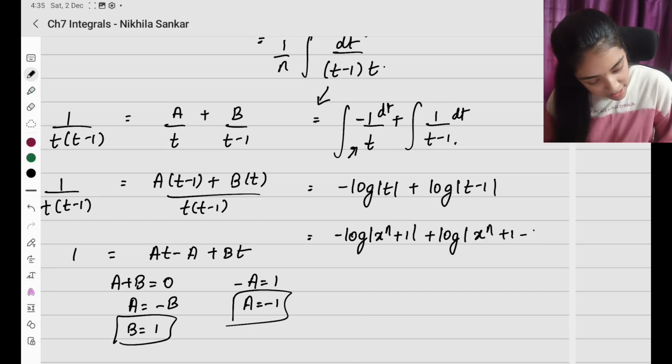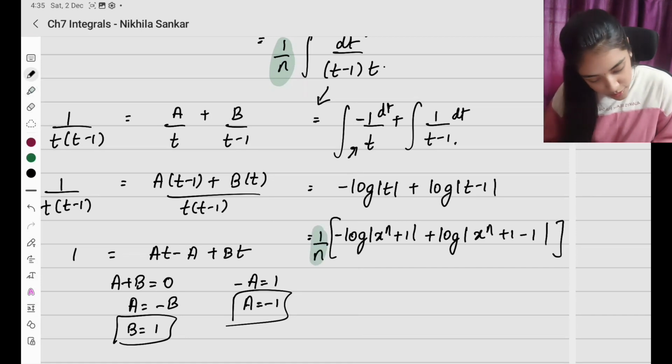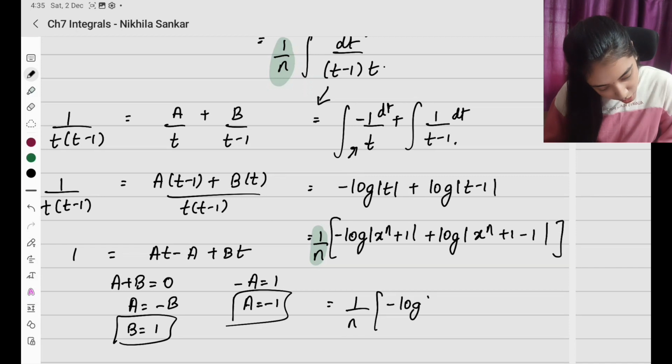In this place there is a minus 1. Remember, you have to divide by 1 by n. Remember, you have a 1 by n here. So that is nothing but this. So how does my final answer look like? 1 by n times minus log mod x power n plus 1 plus log mod x to the n.